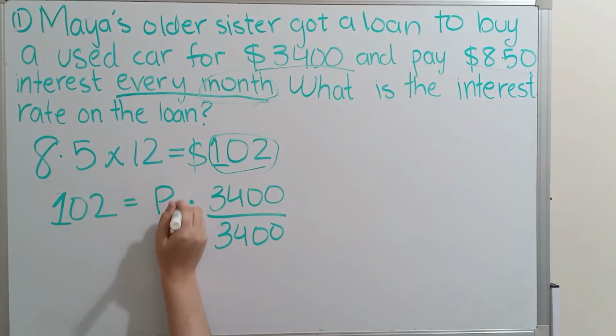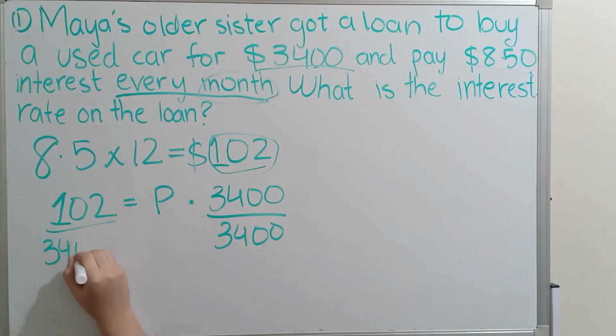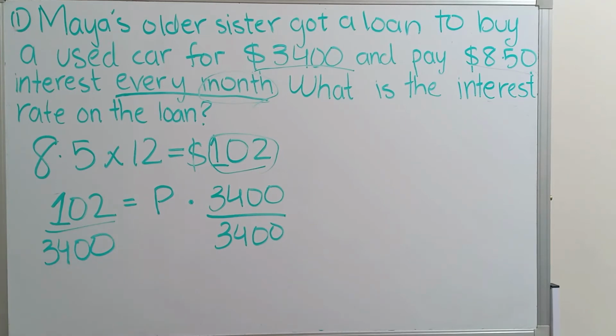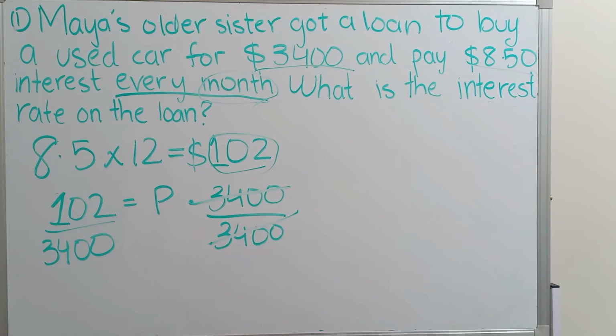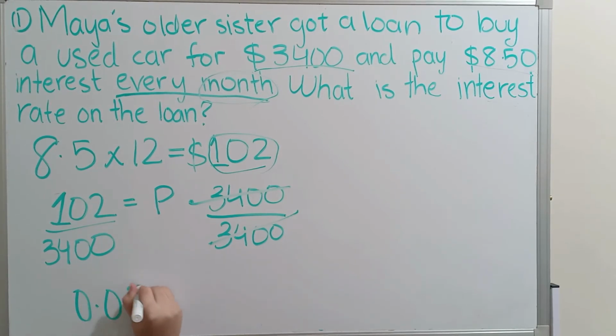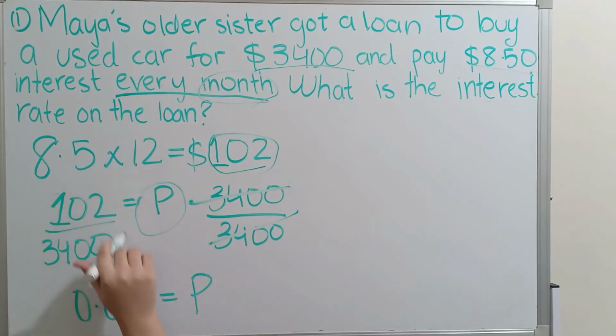And we have P left here only. So we do the same thing here. We divide it by this, and if we divide this, these two cross out, and 102 divided by 3,400 is 0.03. So that equals P, because we cancel this out, so we only have P here, and we have the answer for this, which is this.